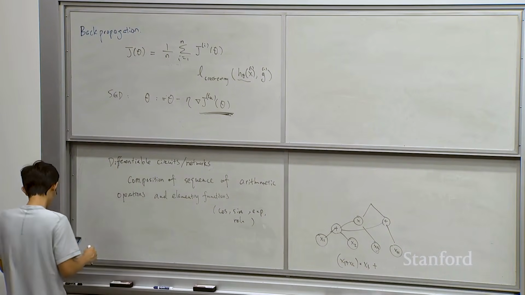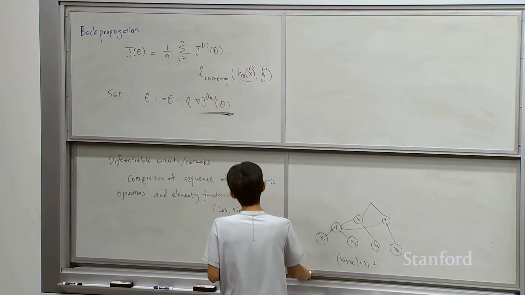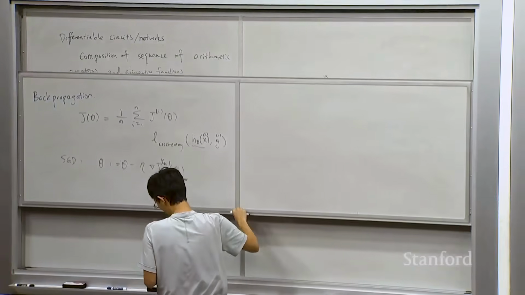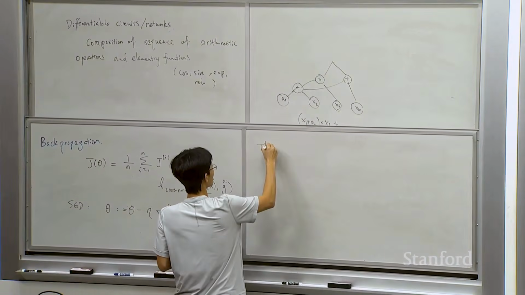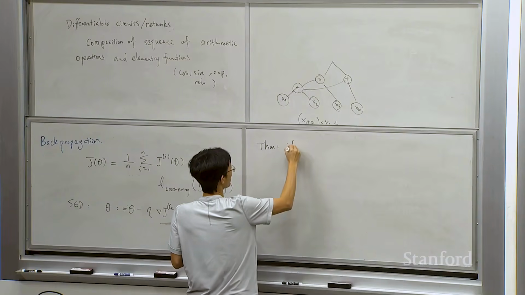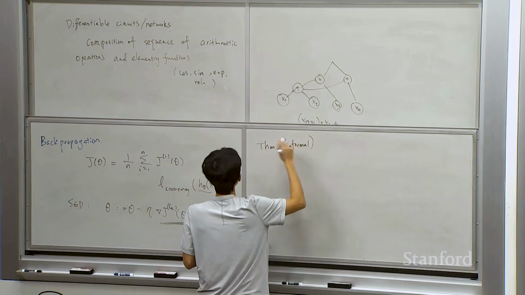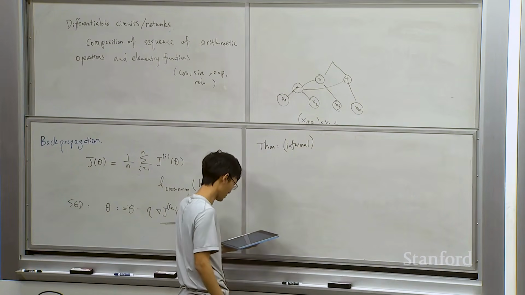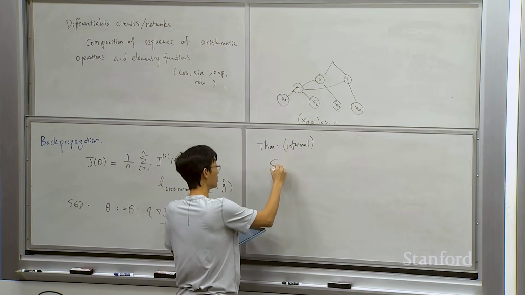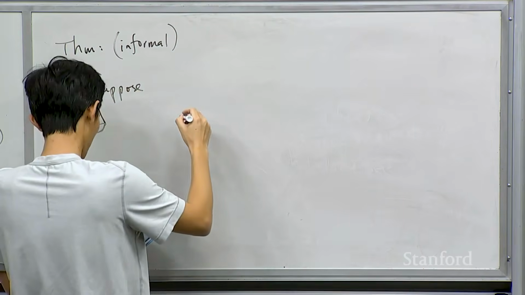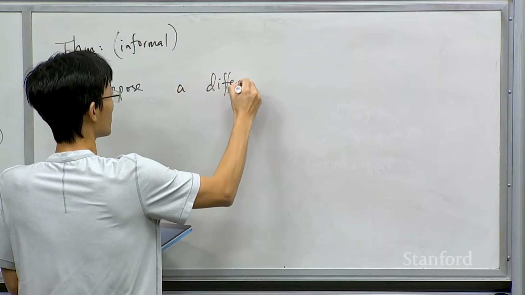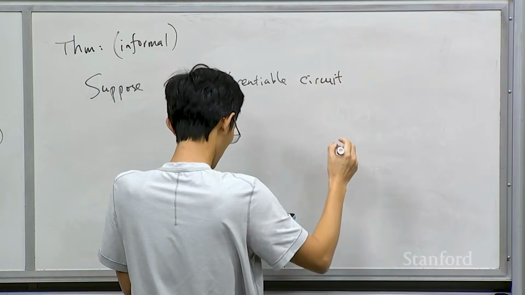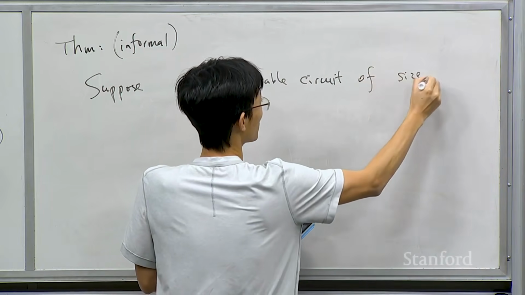The claim here is actually pretty profound. The theorem here, of course, is informally stated, because if you really want to make a formal statement, you have to specify exactly what all of this composition really means. Then you have to go through a lot of jargon, which is not necessary for this lecture. So the theorem is that suppose you have a differentiable circuit of size n. And here, what does size mean?